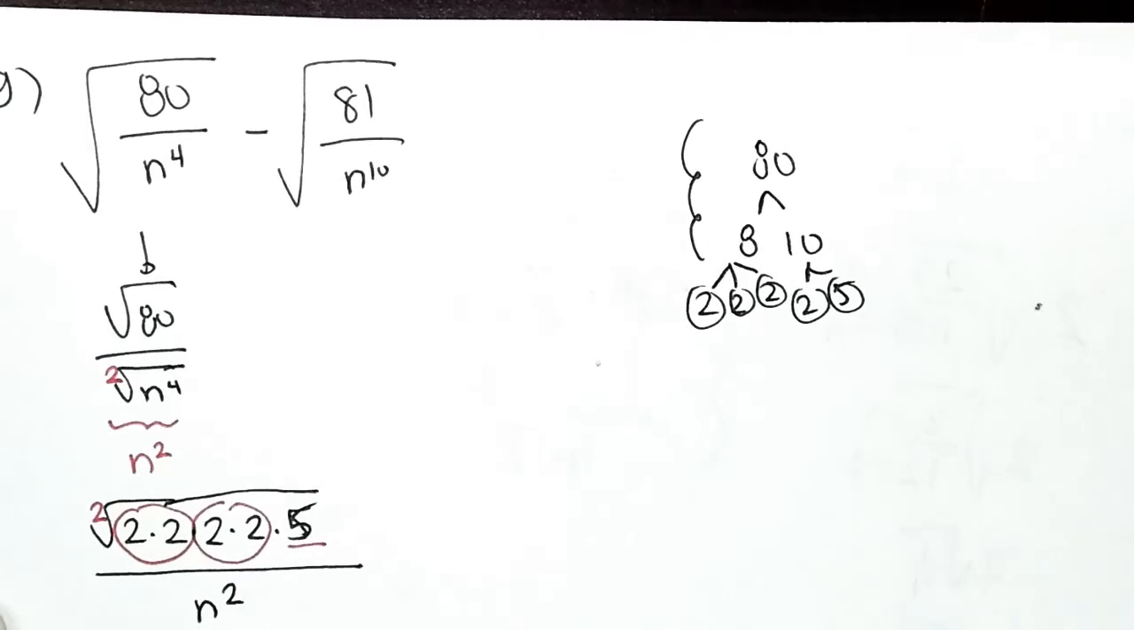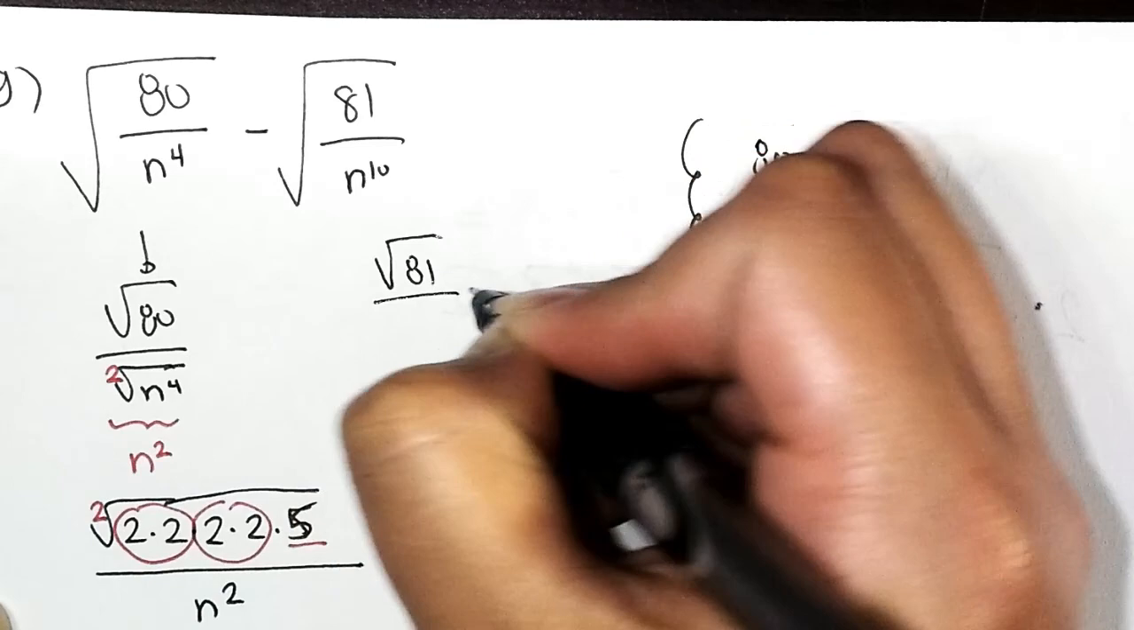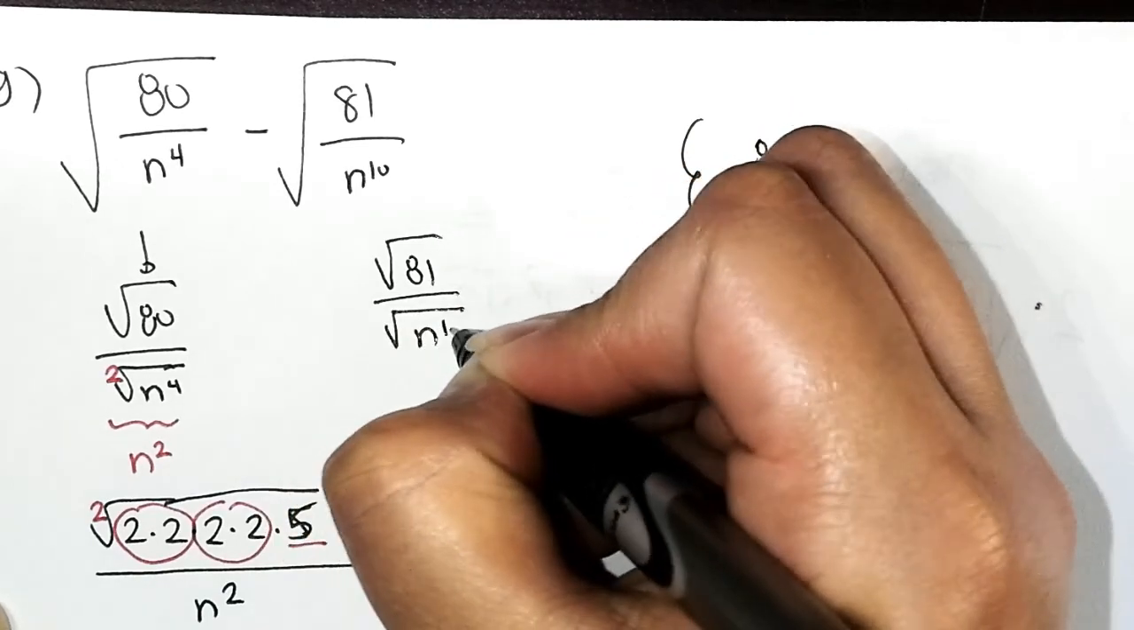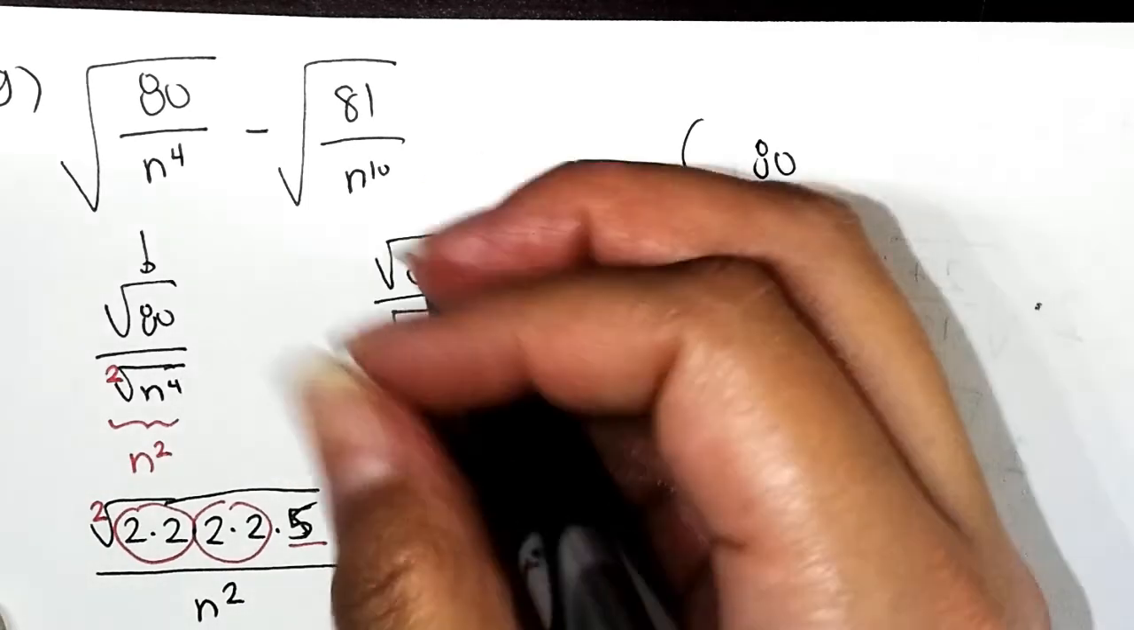So square root of 81, I can't believe my eyes. I feel like crying. Okay, why? Because 81 is a perfect square. Okay, so that will make my life so much easier. Square root of 81, that will give us 9.